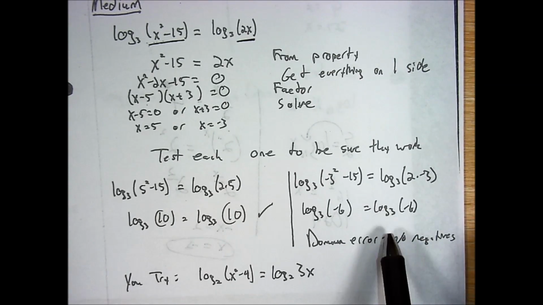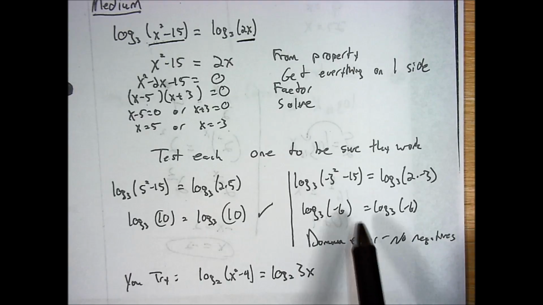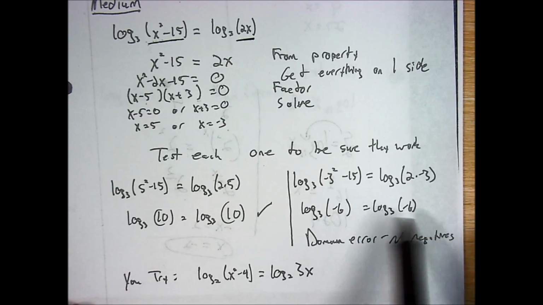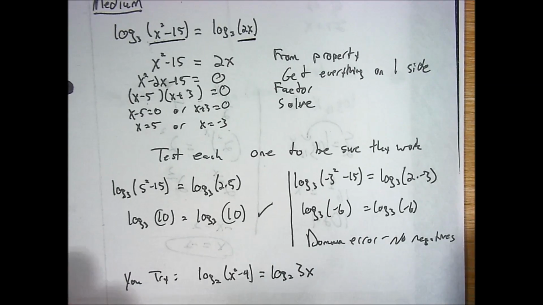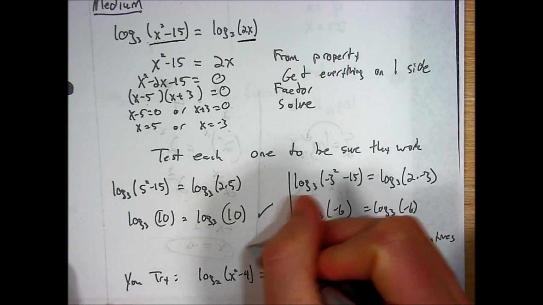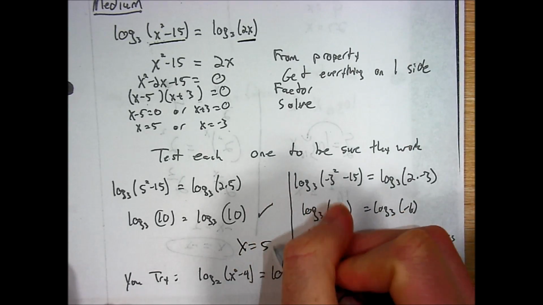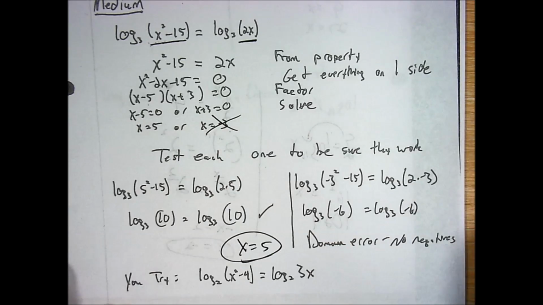They have to be, we can't have 0 either there really. We need to be greater than 0. They need to be positive numbers in there. So we're not going to use that one, and we're just going to take x equals 5. We're going to cross out the -3 one.